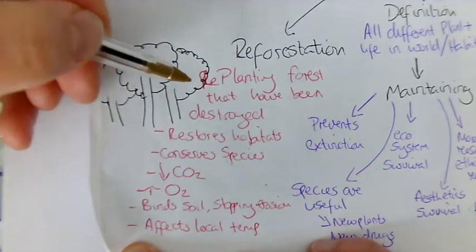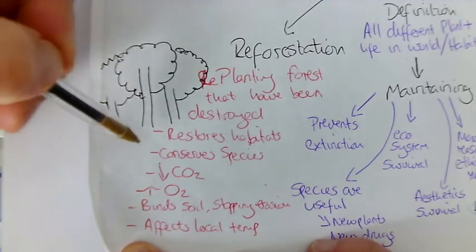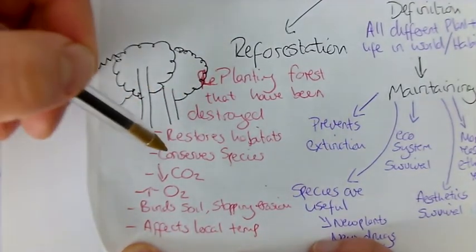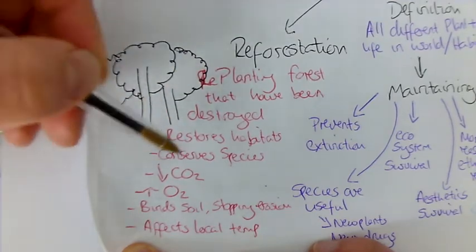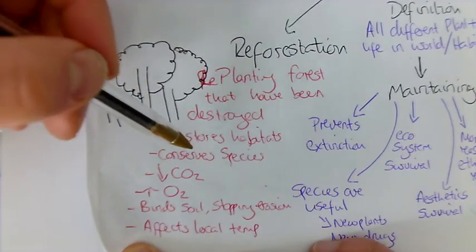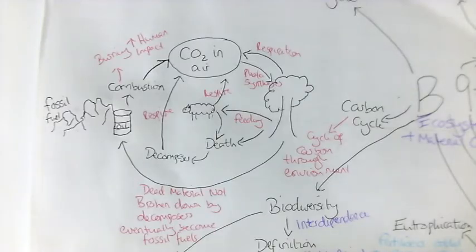So that is replanting our forests that have been destroyed. So there are major impacts of this, and keeping our biodiversity and increasing the habitats that we have, increasing our species and increasing the biodiversity. The carbon cycle is looking at how carbon cycles through the environment and is kind of kept in the system.